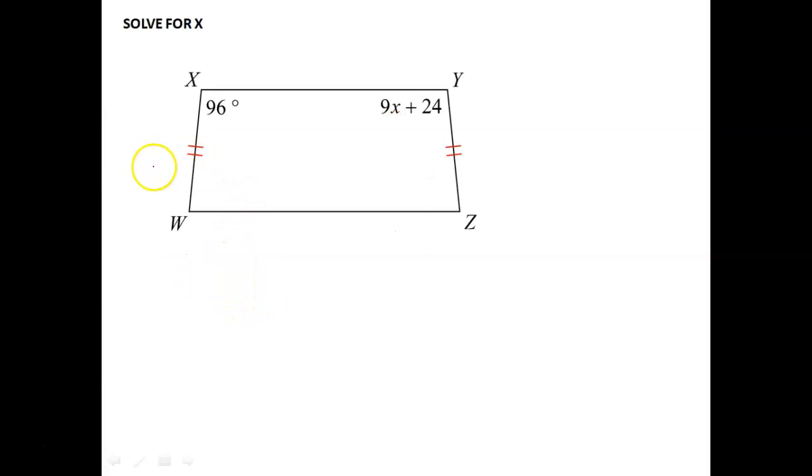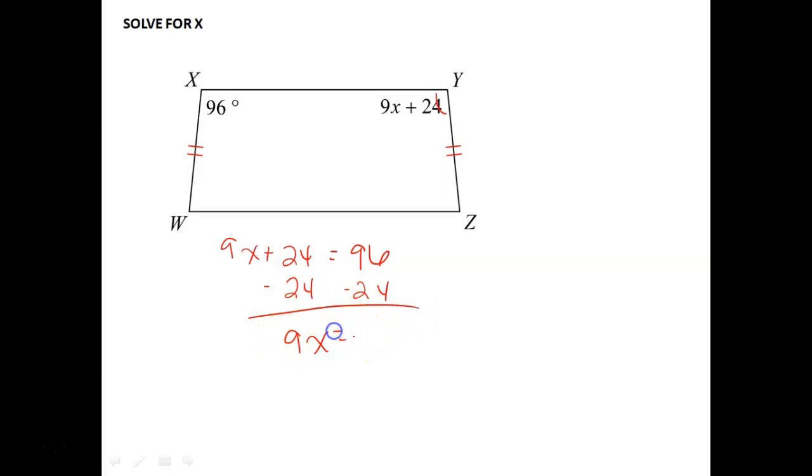All right. Again, we have another isosceles trapezoid. The base angles are congruent, so we're going to set them equal. 9x plus 24 equals 96. All right, 96 minus 24, 9x equals 72. And when I divide both sides by 9, x equals 8.